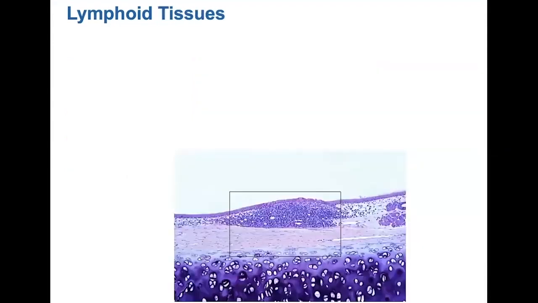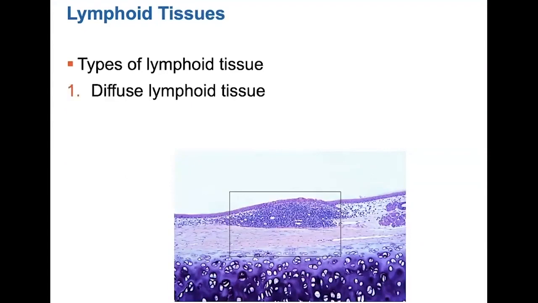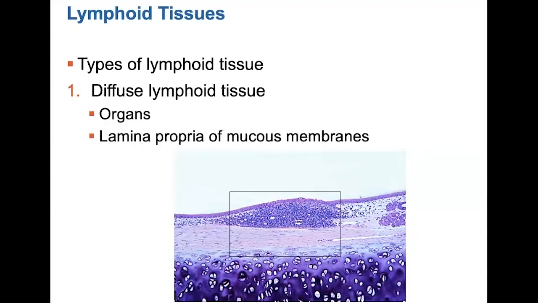There are two types of lymphoid tissues. Diffuse lymphoid tissue does not have a distinct boundary. It is found in most of your organs, as well as in the lamina propria of mucous membranes.